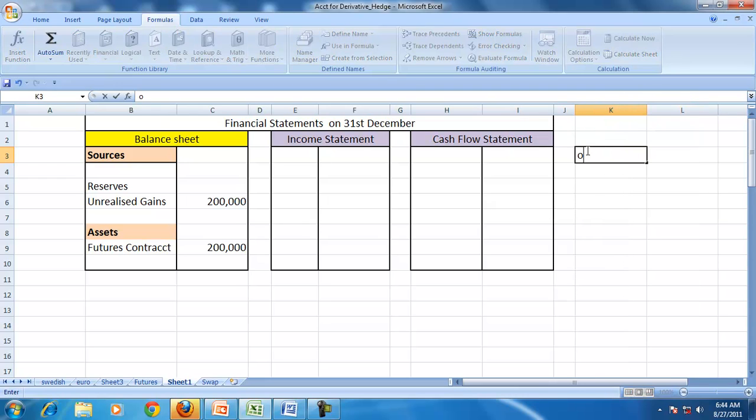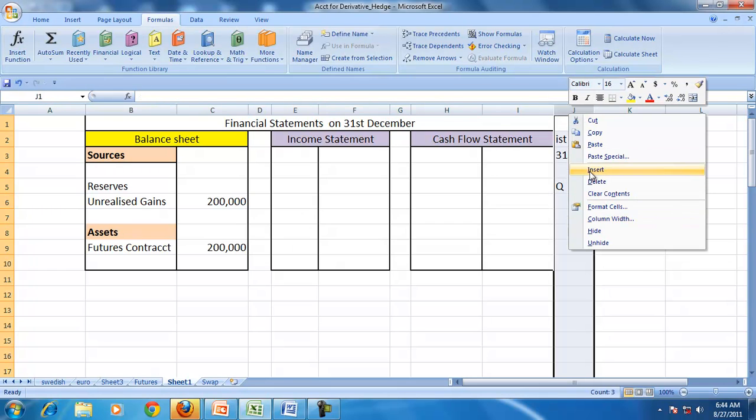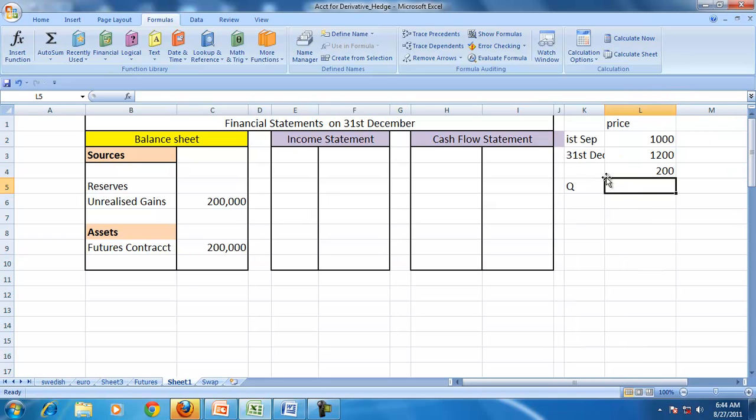now, the old price, let us put the dates, no problem. The old price, that is on 1st September, the price was 1000. On 31st December, the price has gone up to 1200 per metric ton, so the price went up, and the number of tons, quantity Q, is 1000. So therefore the total value of the futures is 2 million, and so therefore the value of the asset to be recognized is 200 million.